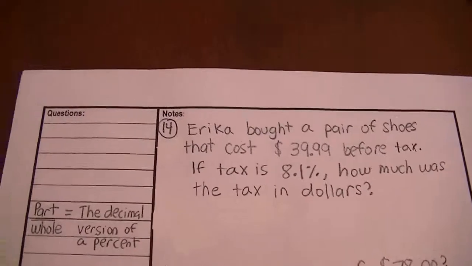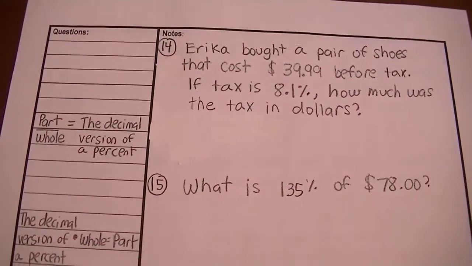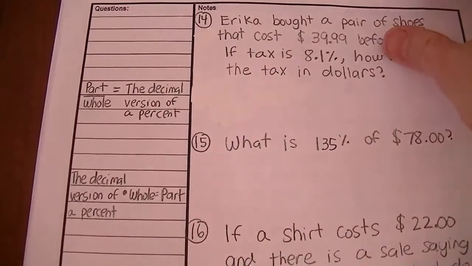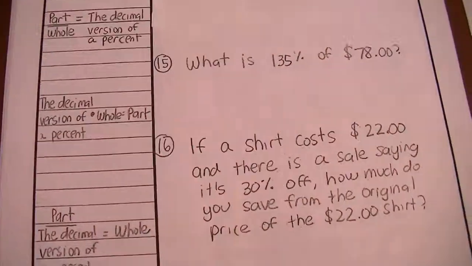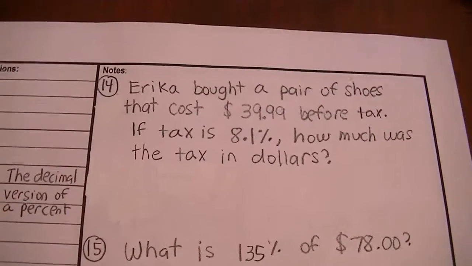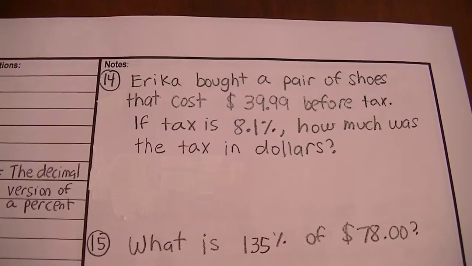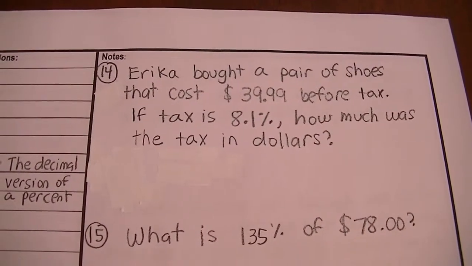For these next examples, I'm going to keep these equations visible, because I'm going to use all 3 of them, okay? Not all at once, but I'm just going to pick one and use it to solve whatever one we're on. So number 14 says, Erica bought a pair of shoes that cost $39.99 before tax. If tax is 8.1%, how much was the tax in dollars?